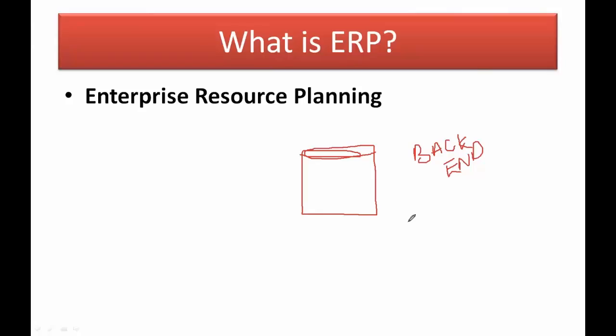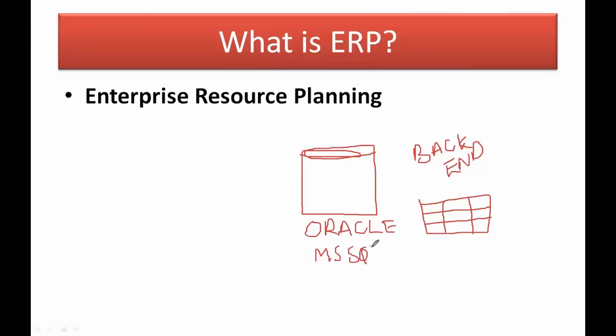How is the data stored? The data is stored in the database in the form of tables. What is a table? A table contains rows and columns where you can organize your data row wise and column wise. This is called a table. Okay, which database is ERP using? Earlier ERP was using Oracle as a backend database or MS SQL as a backend database.